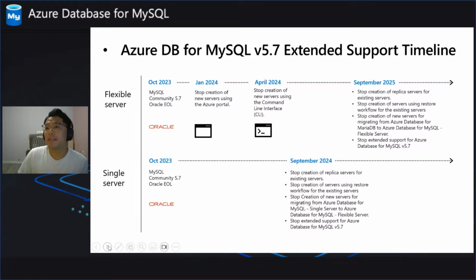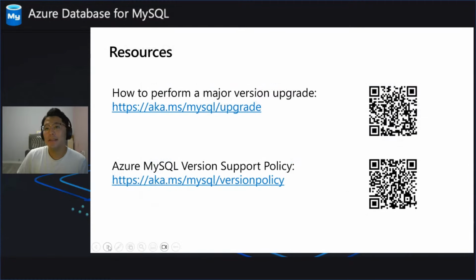For single server, it's a little bit different. It still starts in October 2023, and we will stop the creation of all 5.7 single servers in September 2024. It will go along with the deprecation of the entire single server support. Okay, next slide.